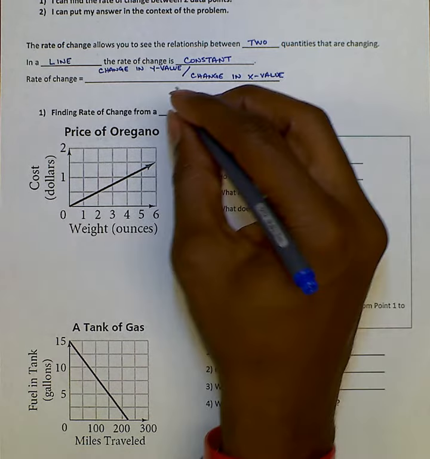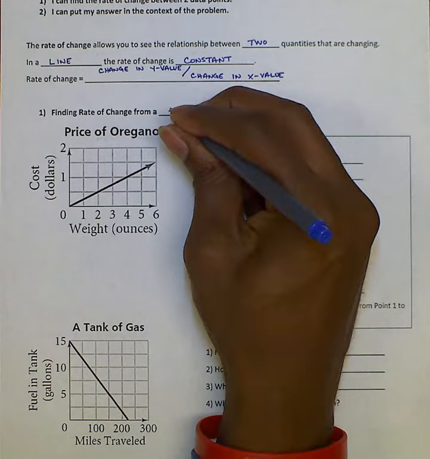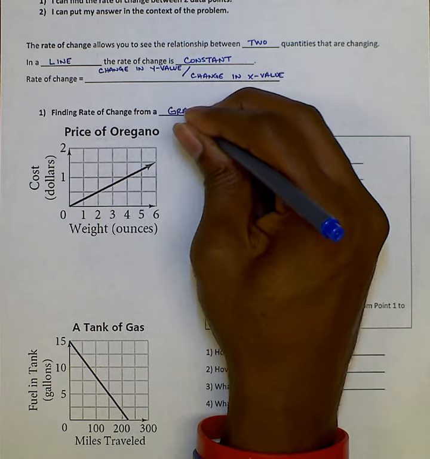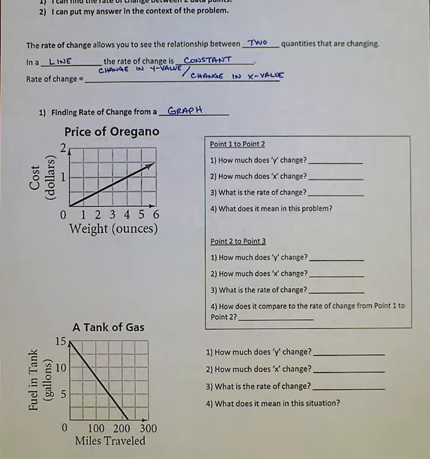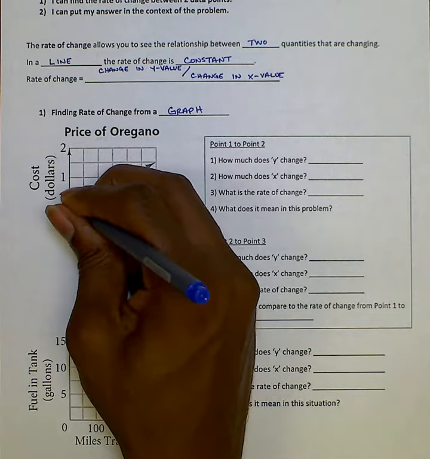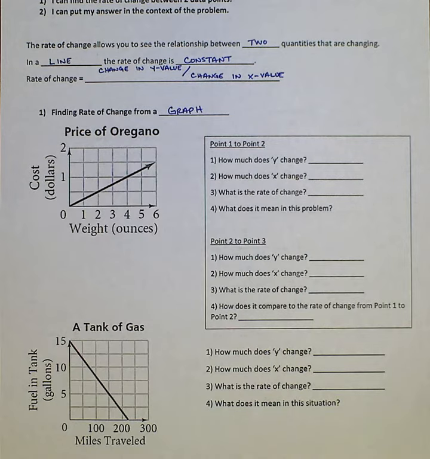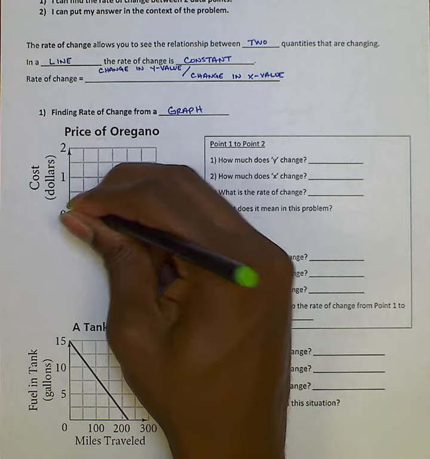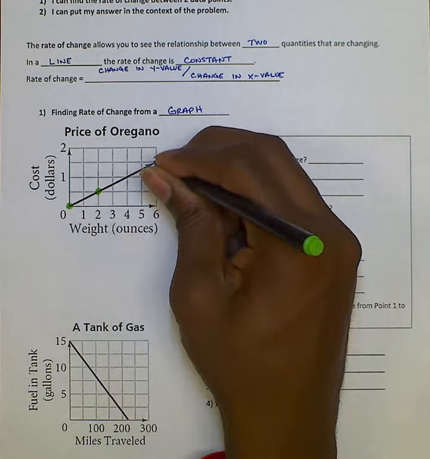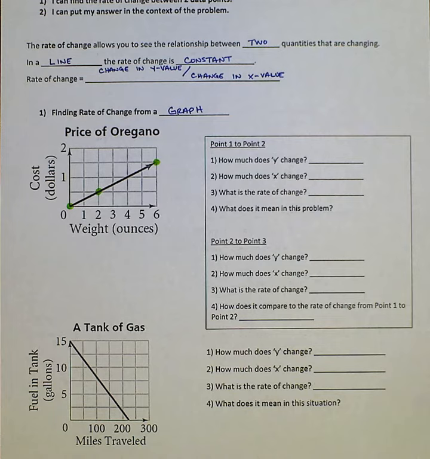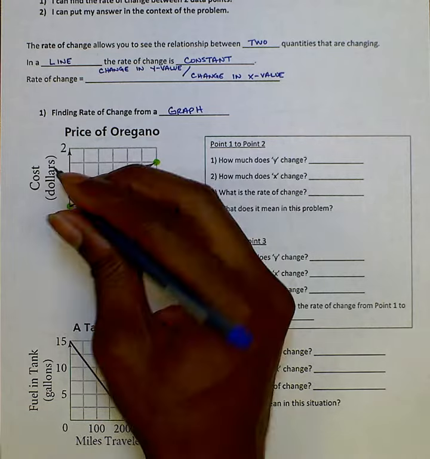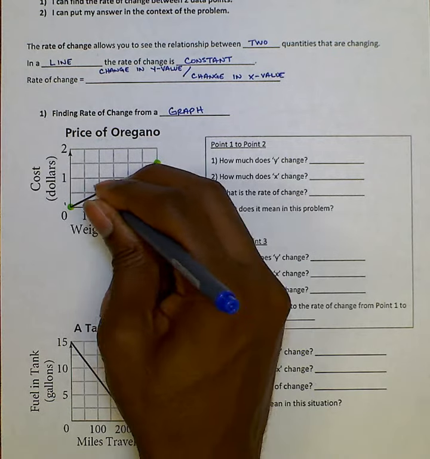We can find the rate of change from a graph. What I'm going to do is highlight a few points here. So we're going to look at this point, this point, and this point. You see these three points. Then we're going to answer a few questions. So from point 1 to point 2, notice these two points, I'll label them 1, 2, 3.